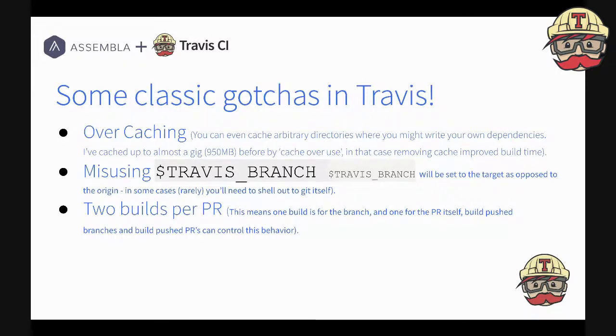Two builds per PR, pull request. This means, in theory, one build is for the branch, and one PR itself is being pushed to branches and pushed to PRs. And you can control this behavior in the UI. You can actually toggle this on or off. So some people prefer this. Most I've seen don't, and they consider it an issue. But again, this is something you can toggle on or off. So it is a feature in there if you need it.